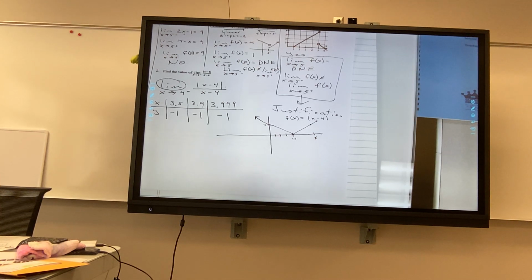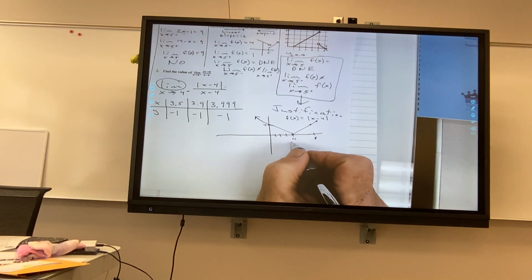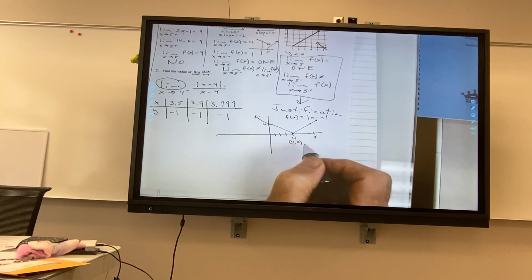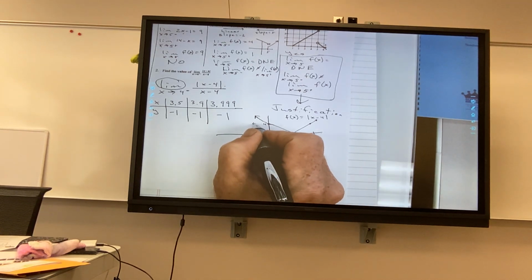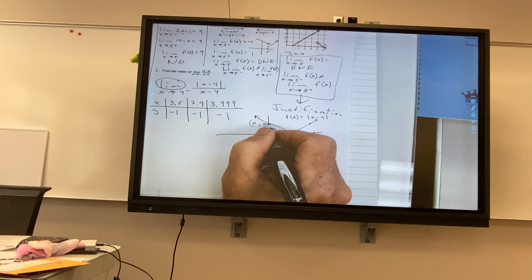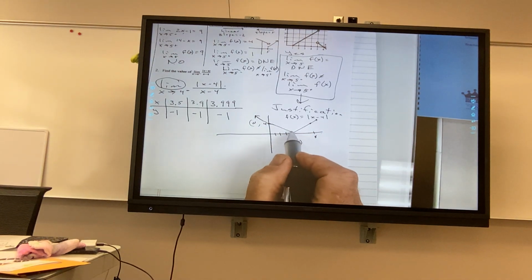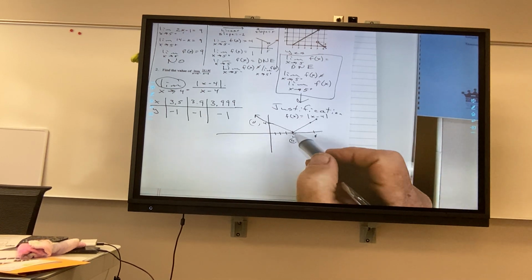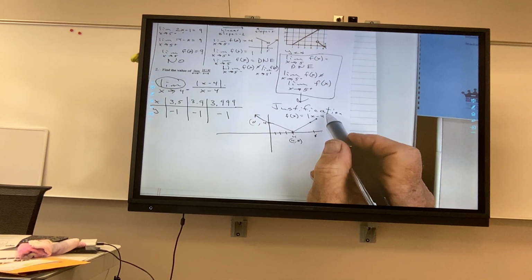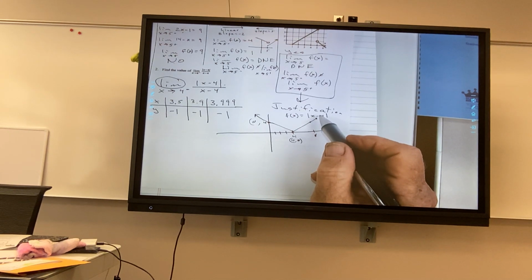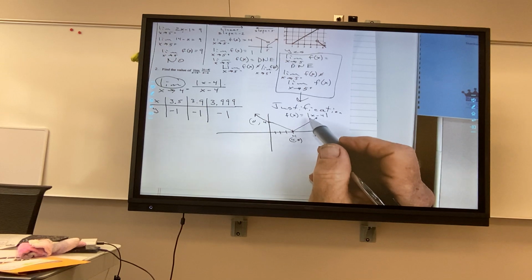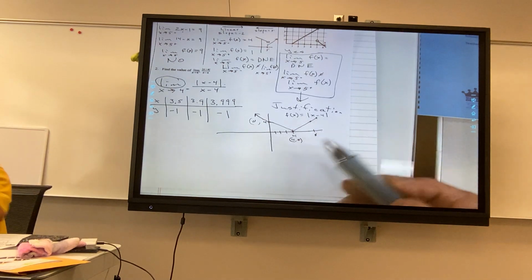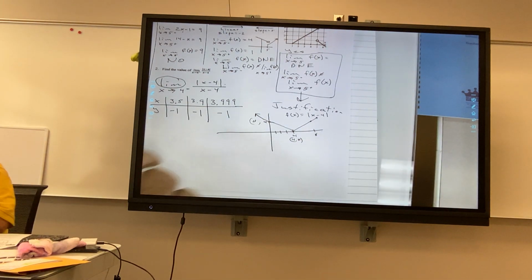Right? So this point is 4, 0. Would you agree with that, Jonah? Yep. This point is 0, 4. Would you agree with that? Yep. What's the slope of this side of the absolute value graph? -1. What's the slope on this side? 1. We'll come back to that. Okay. Would everybody agree with that? Okay. Good. All right, that is it.